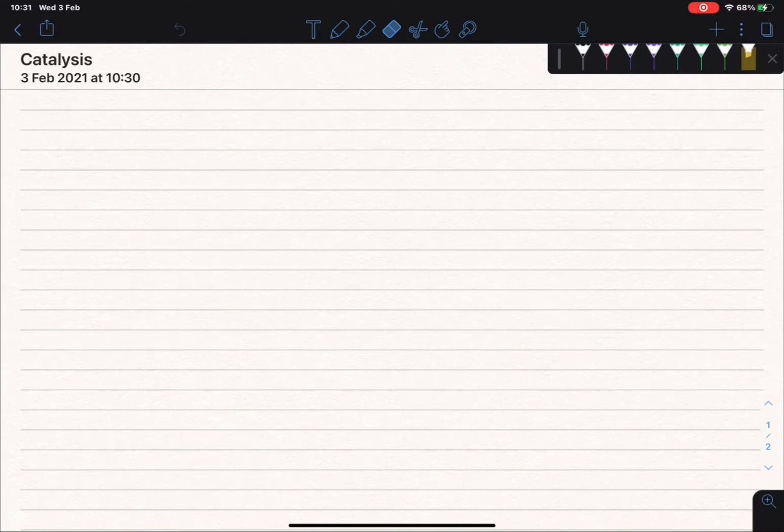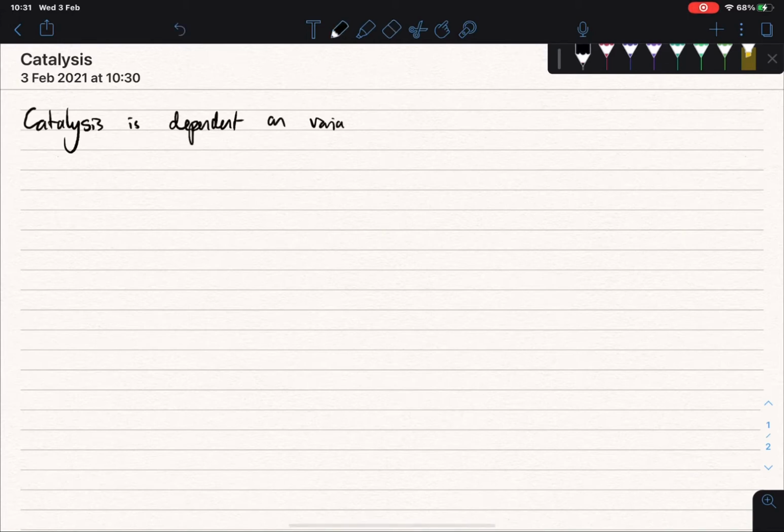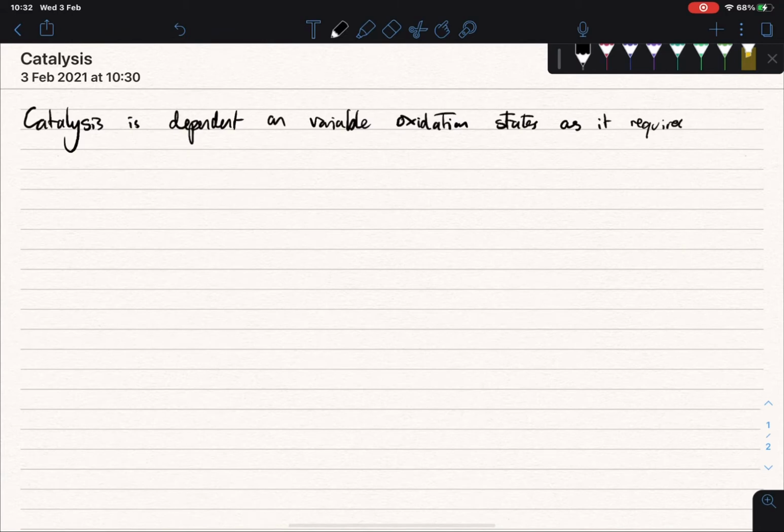Today we're talking about catalysis. Catalysis is a property of transition metals that occurs because of their ability to lose and gain electrons, or their variable oxidation states. It's quite a useful property as it allows us to use them to speed up several different kinds of reactions, which we're going to learn about today.